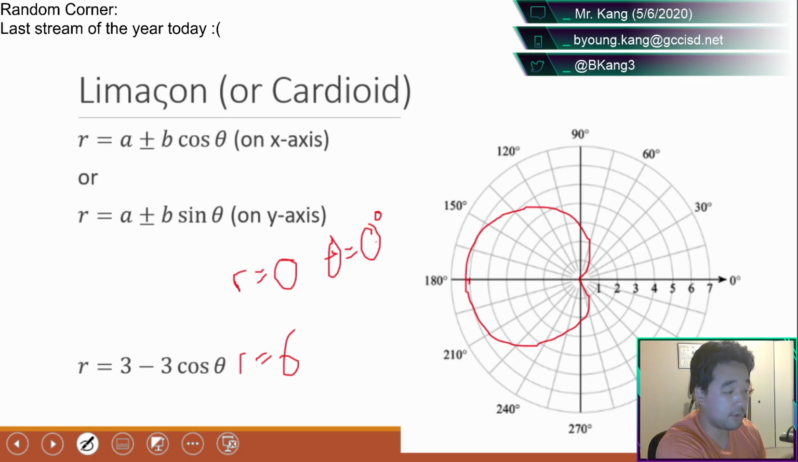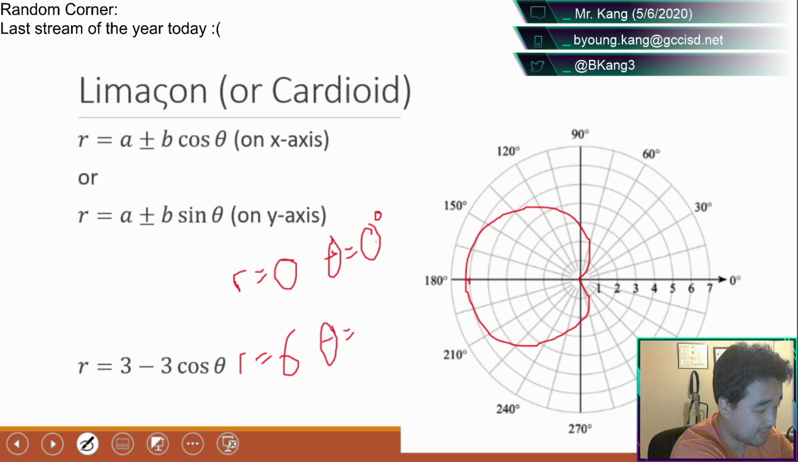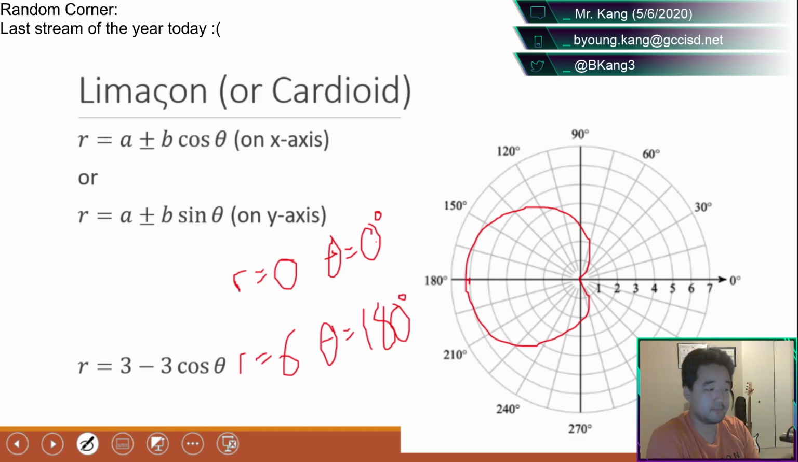All right, where would r equal 6? I would need it to say 3 minus -3, so I need cosine to be -1, and that happens at 180 degrees. And again, you're just using your trig chart to figure these out.